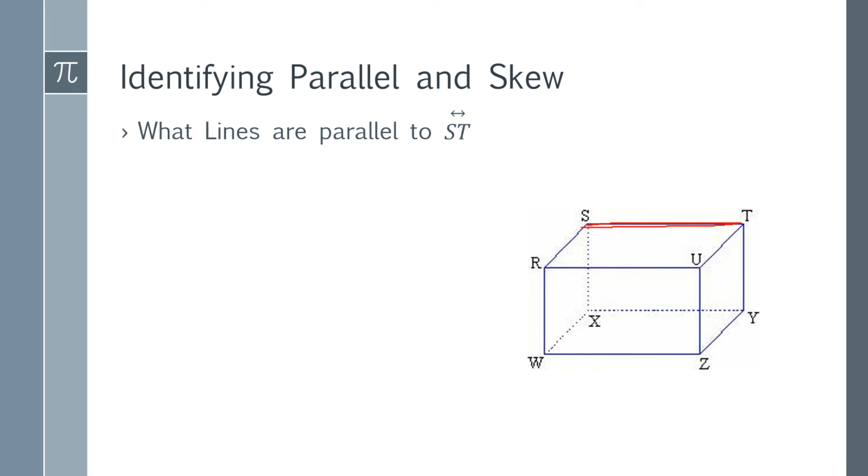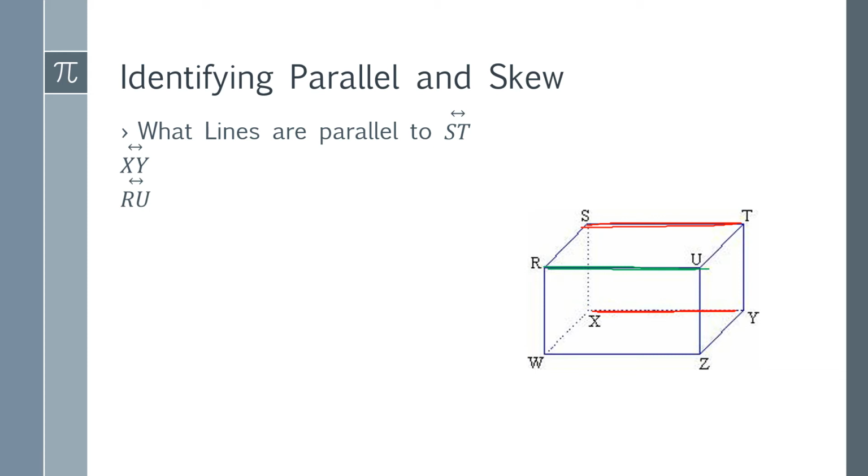So ST, remember, has to be a line in the same plane. So if we look in the back of the box, for example, ST would be parallel to XY. So those are parallel lines. Now if we look at the top of the box, for example, ST right here would be parallel to RU right there. So those are parallel lines.